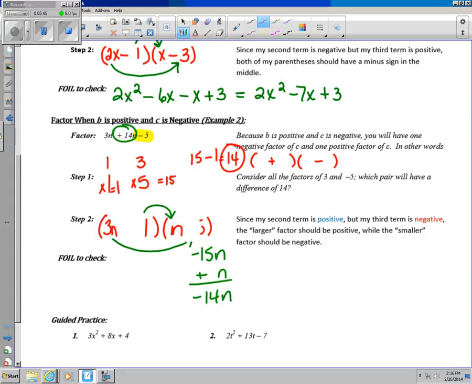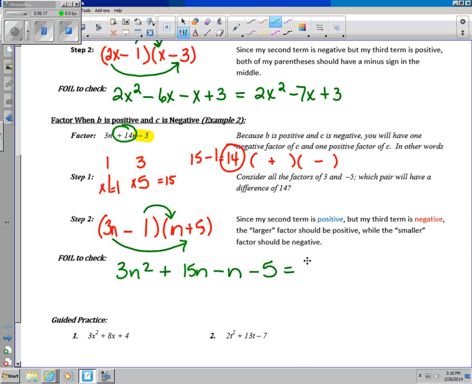So instead of n minus 5, I'm going to have n plus 5, and I'm going to have 3n minus 1. So let's see if that corrects it. Okay? Now, let's go ahead and FOIL. 3n times n is 3n squared. 3n times 5 is positive 15n. Negative 1 times n is negative n, and negative 1 times 5 is negative 5. And when I combine like terms, I have 3n squared plus 14n minus 5, which is what I started with.